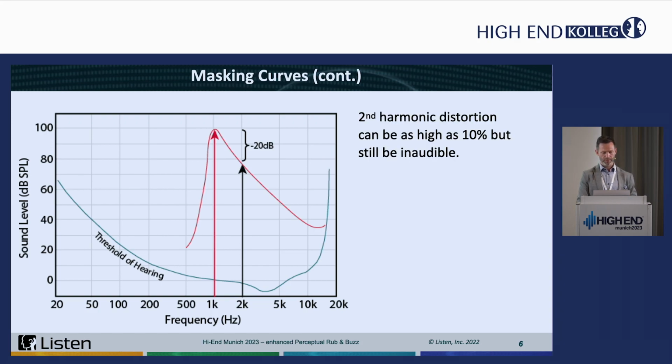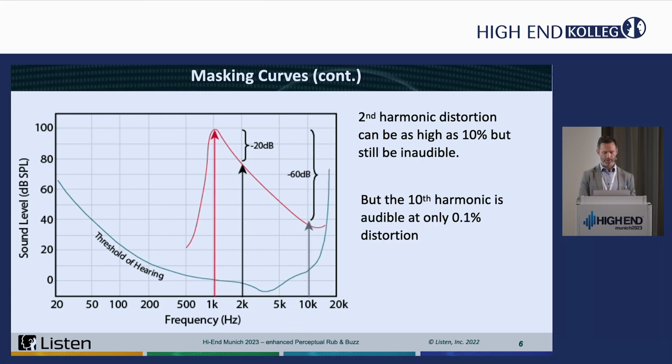But as we go into the extremes of frequency, the 10th harmonic becomes audible above 0.1% distortion, because we get less masking far from the fundamental frequency. So this is why you could say that higher order harmonic distortion is a much better way to identify audible distortion than THD.